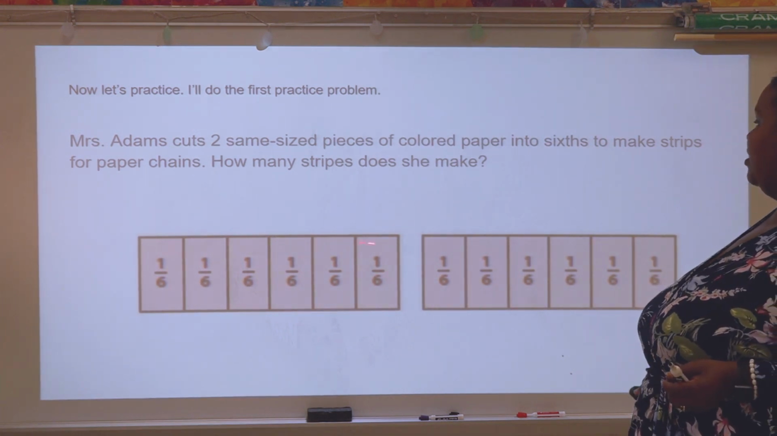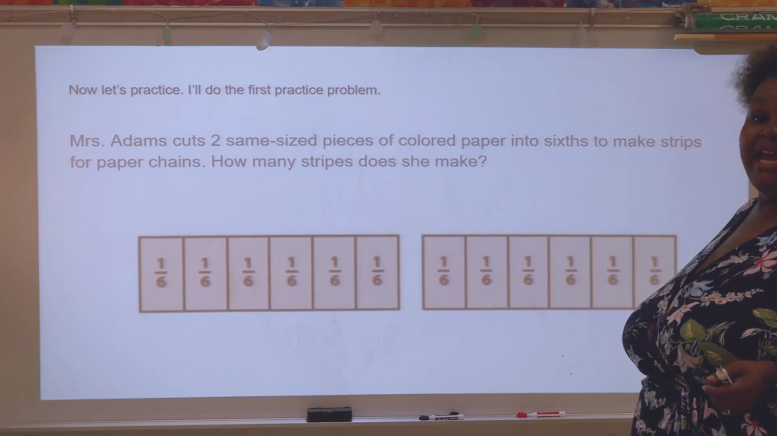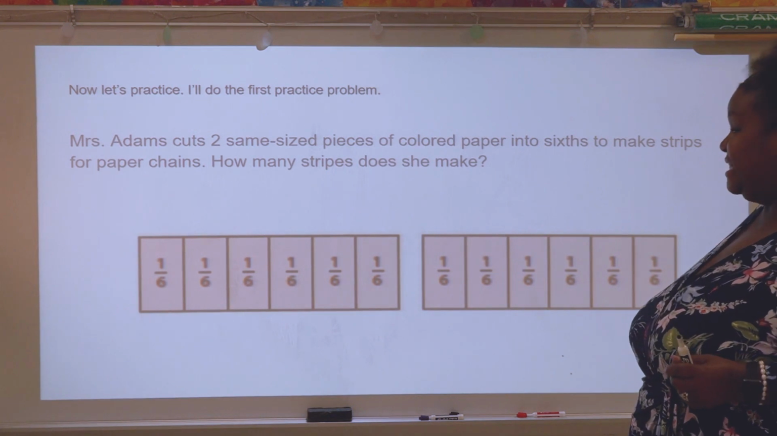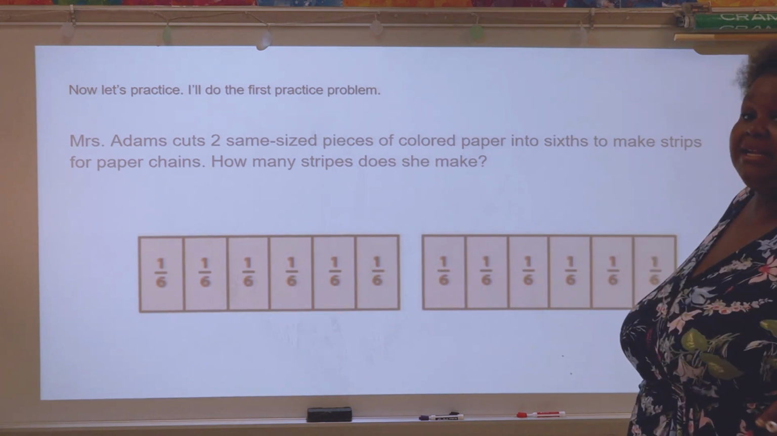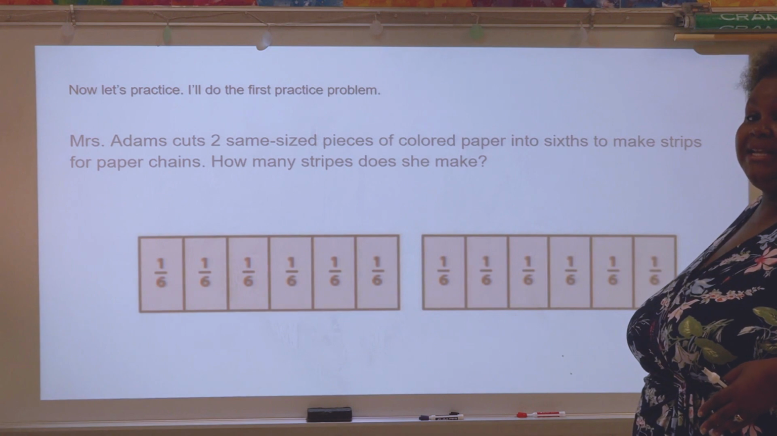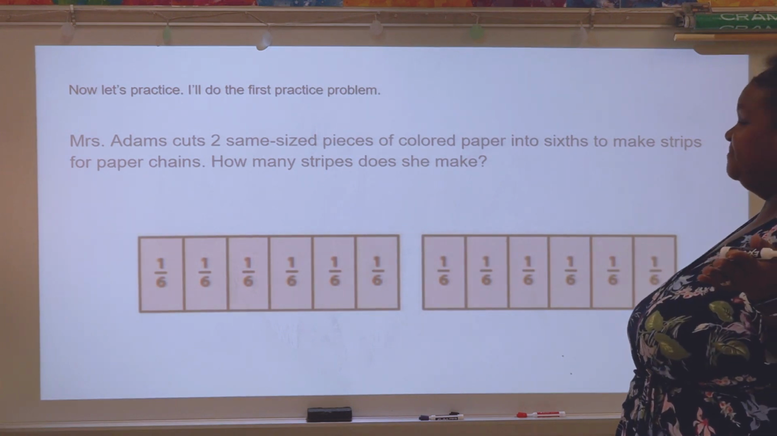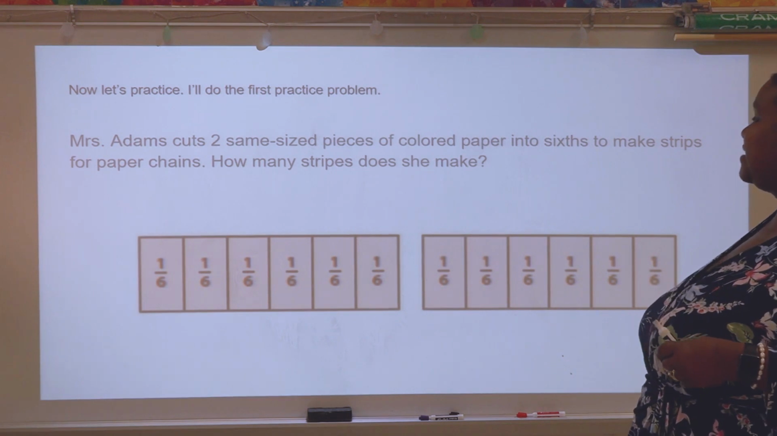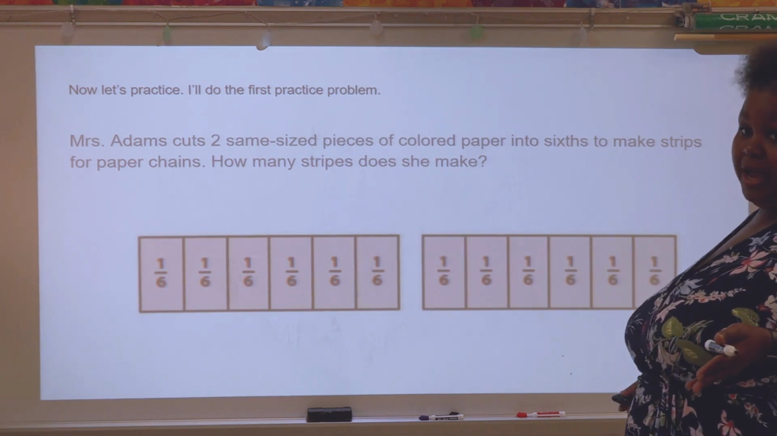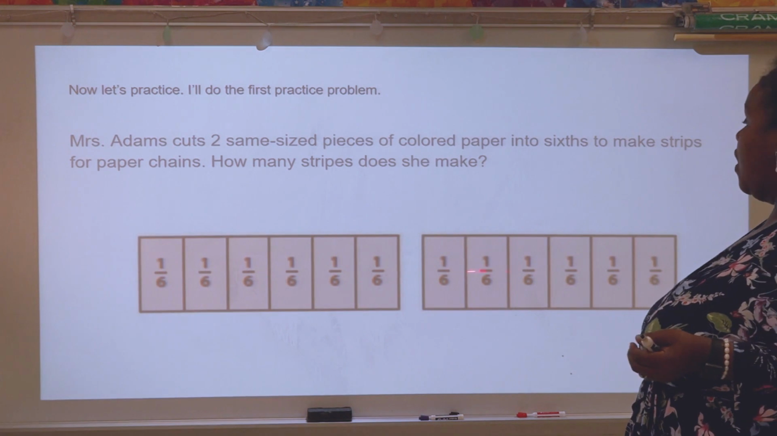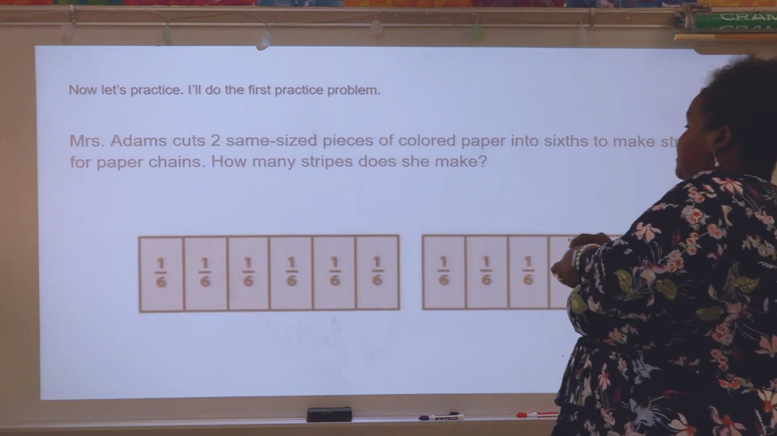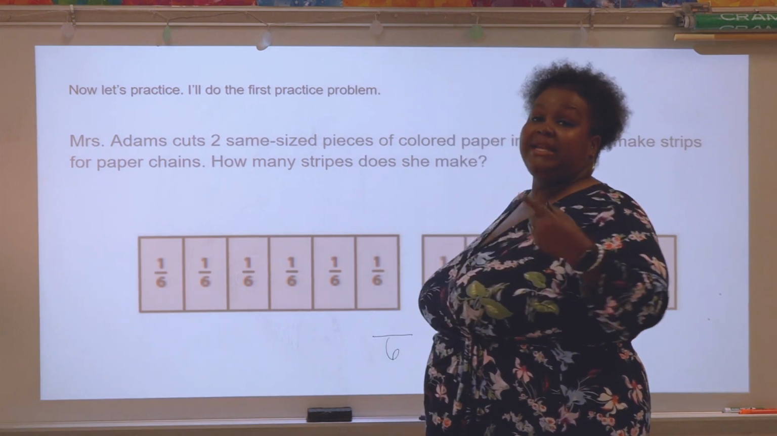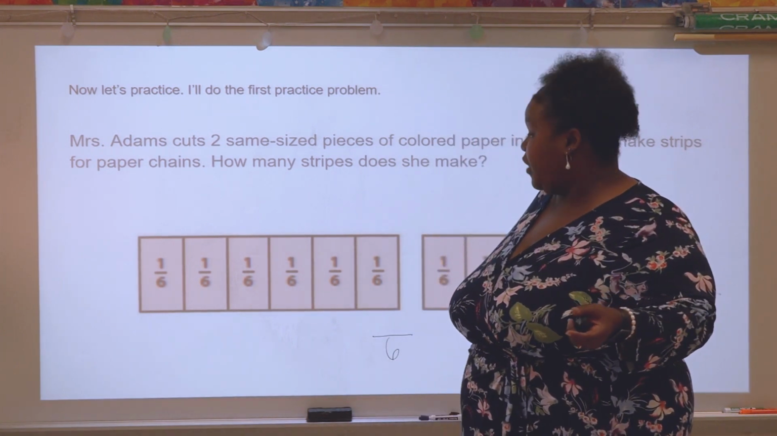Well, we have a model here. It's going to really help me decide how many strips that she needs. It's giving me my denominator. What would be my denominator? And I hope you're saying 6. 1 is cut into 6. But to find the numerator, I have to count all of the strips. So let me put my 6 as my denominator, my down number underneath the fraction bar.